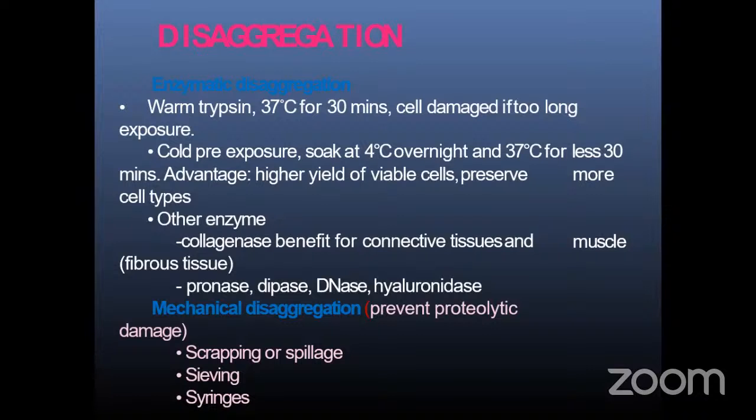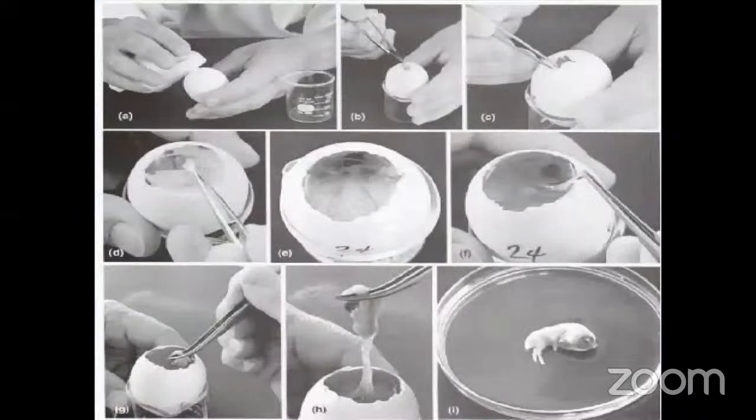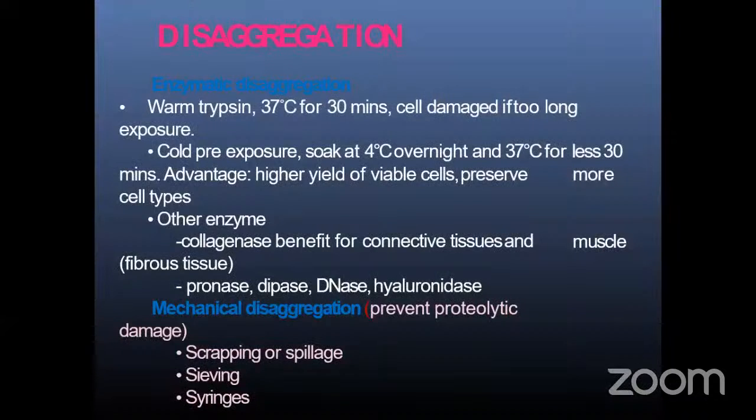Once you get the tissue, suppose here you got the embryo, then you have to disintegrate. First is disaggregation, enzymatic disaggregation. You can use warm trypsin, at 37 degrees centigrade for 30 minutes. We have to incubate. If you keep it for longer periods, then the cells will die. You should not, because that will damage the individual cells also. It's an enzyme, right? So you have to stop the damage. Immediately you have to add the media, then it will be neutralized.